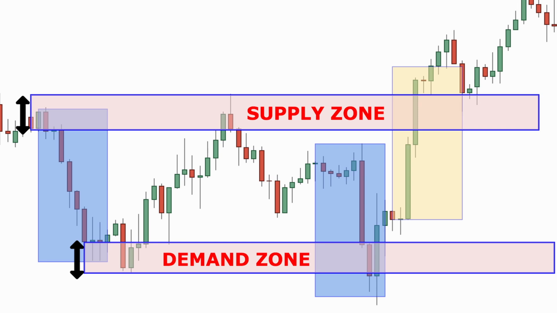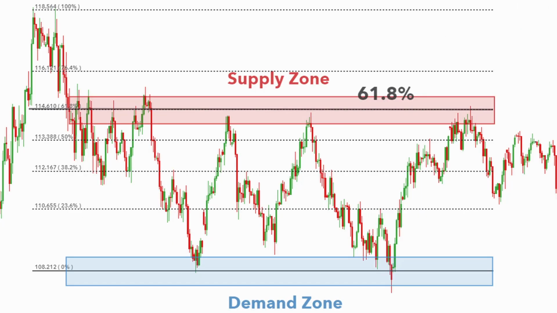Support can be represented as a specific price level or a price zone on a chart. Essentially, it acts as a floor for the asset's price, preventing it from falling further.